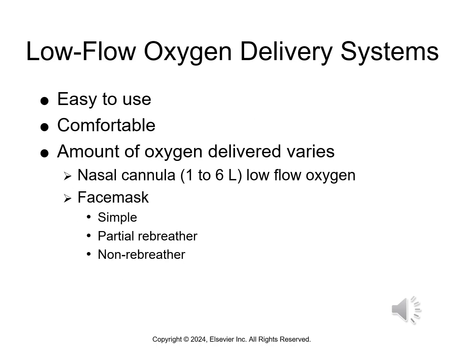So when we talk about low flow oxygen delivery systems, these are the most easy to use, the most comfortable. This would be like that nasal cannula, which we can utilize from 1 to 6 liters of oxygen, or that face mask, which is like a partial rebreather or a non-rebreather.